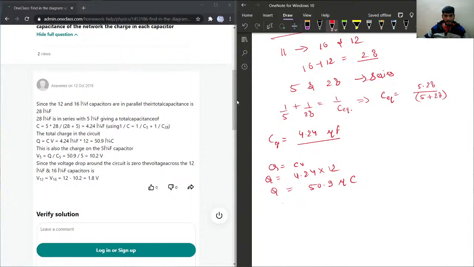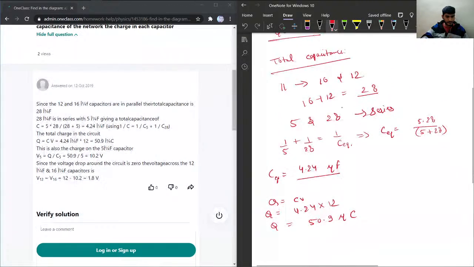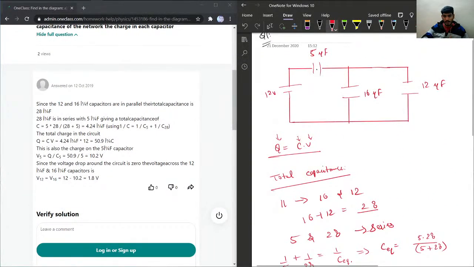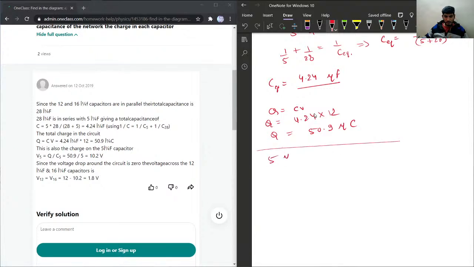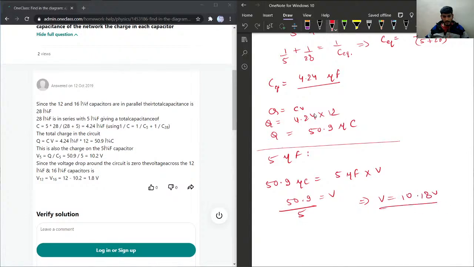So basically I'll just go up. For this one we'll just use this formula again. So for the 5 microfarad capacitor, total charge is 50.9 microcoulomb and capacitance is 5 microfarad into voltage. So we'll just divide 50.9 over 5 and we'll get the voltage as 50.9 divided by 5, this will be 10.18 volts.